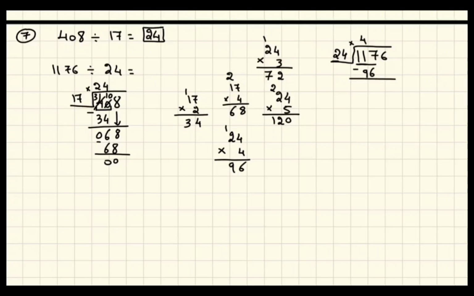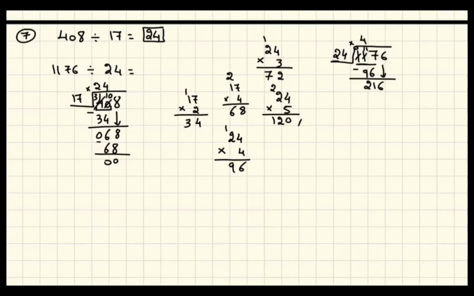We subtract. 7 minus 6 is 1. 1 minus 9, it doesn't work. So this becomes 0, and the 1 here becomes 11. 11 minus 9, we do it, and it becomes 2. Now we have to bring the 6 down.